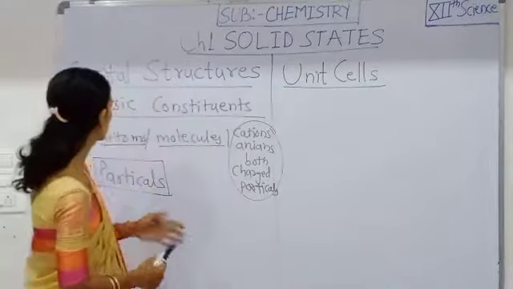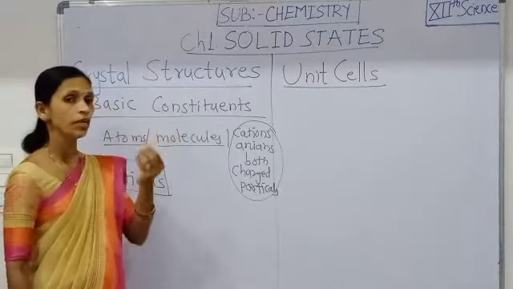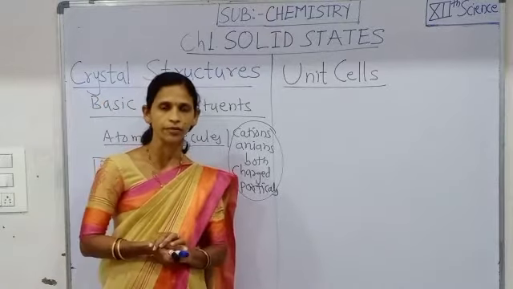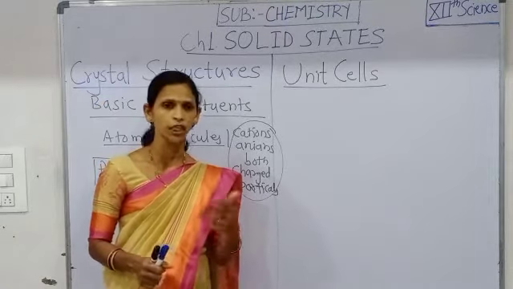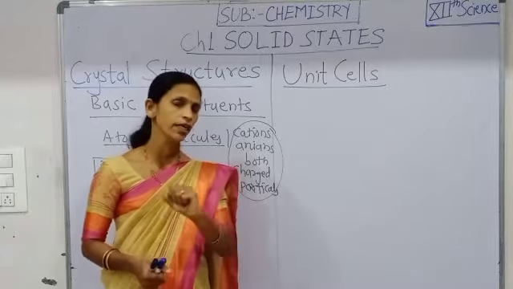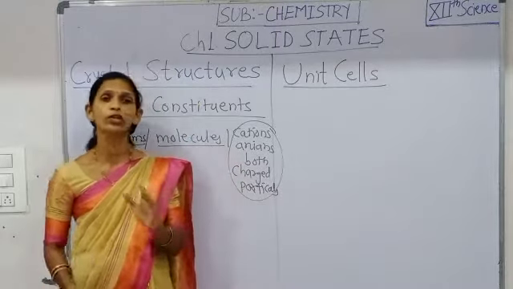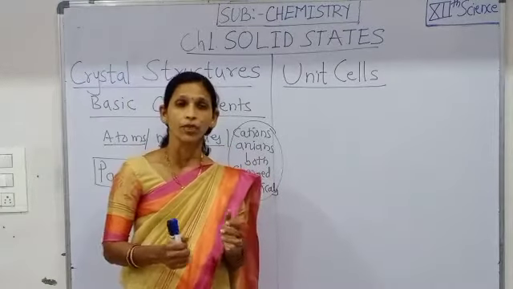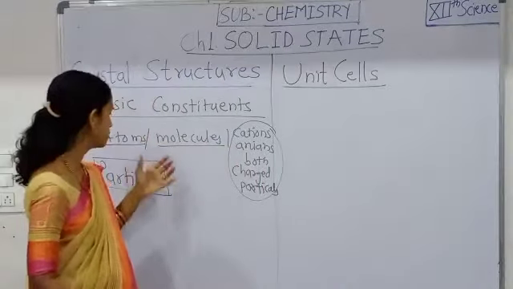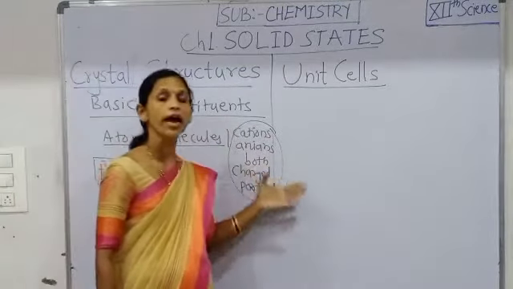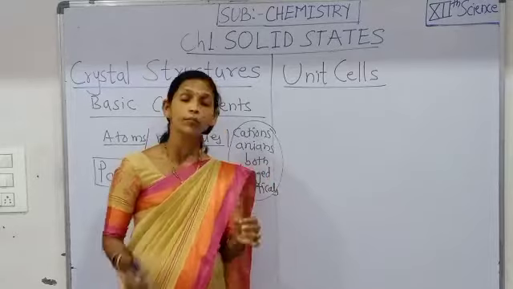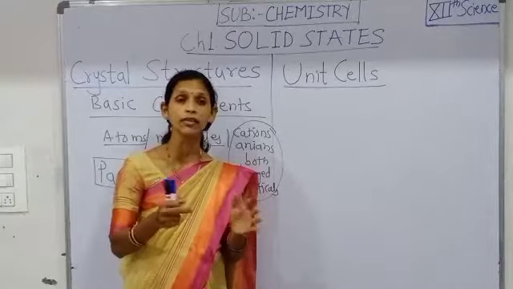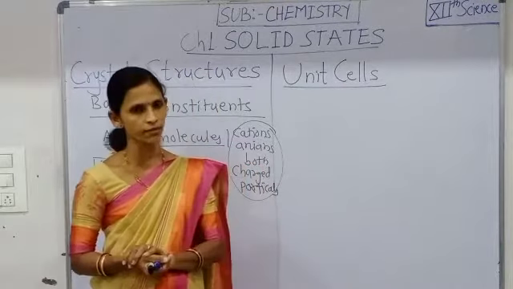That means, according to the basic constituent present in the crystal structure, there are 4 types. All of you have studied that in the previous lecture. In this lecture we are going to study the crystal structures, that is, the arrangement of atoms, molecules or charged ions present in the crystal structure. How are those particles arranged in crystalline substances?